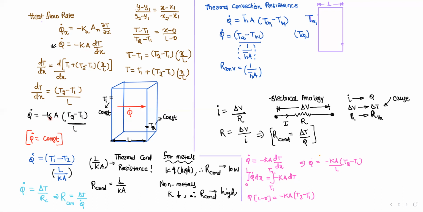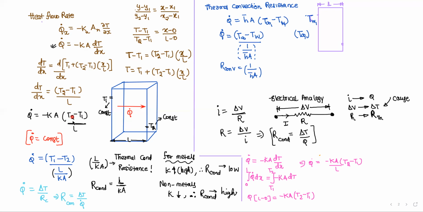As there is one medium, k is constant, area is constant, and T1 and T2 are constant as they are isothermal surfaces. L is constant, so overall the term q is constant. We can rearrange the terms in q as (T1 minus T2).